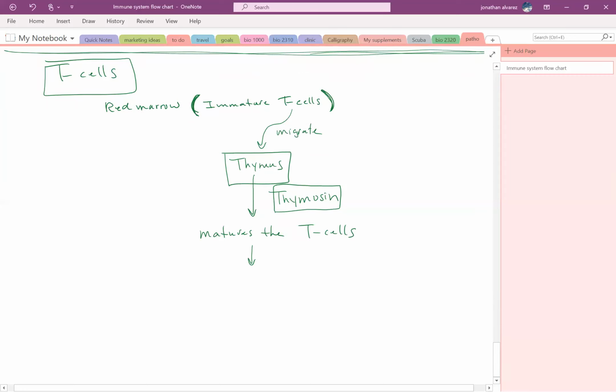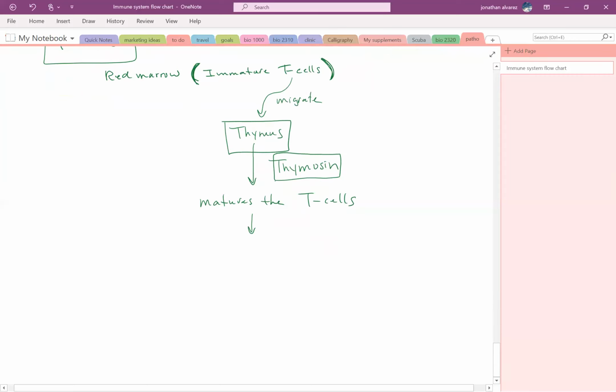Once they mature, then they are stored in your blood, lymph, tissue, and your lymph organs, such as your lymph nodes and your spleen.